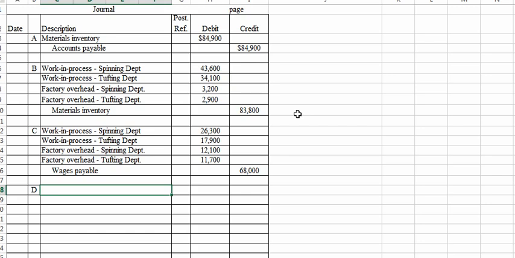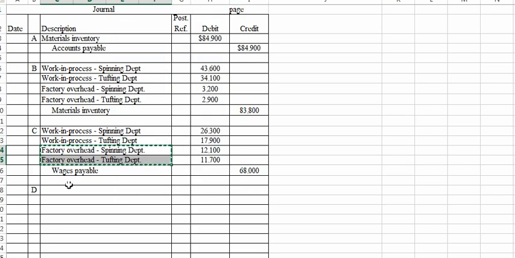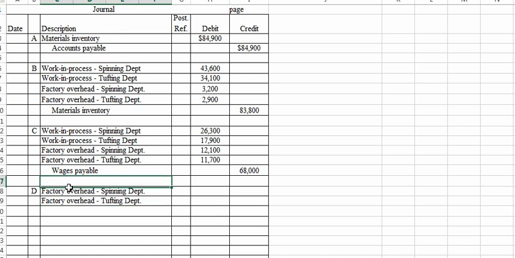Okay, D, depreciation charged on fixed assets. Well, depreciation would be a part of factory overhead, you guys. So we're going to break it out here by department. Here will be my two accounts to debit, so I'm going to bring those down. Factory overhead spinning department gets debited for $5,300. For the tufting department, it gets debited $3,400.